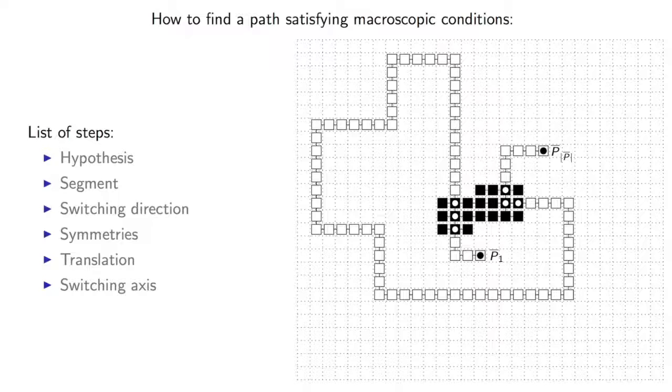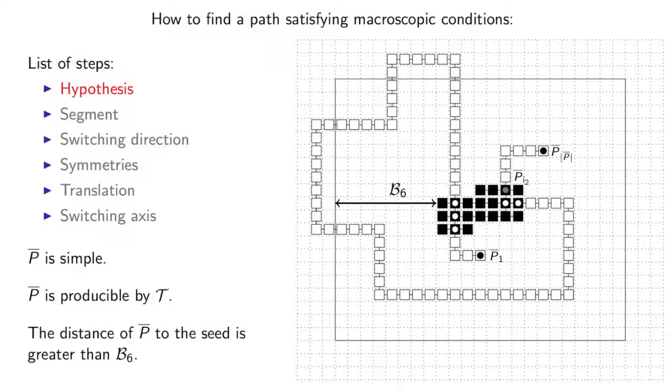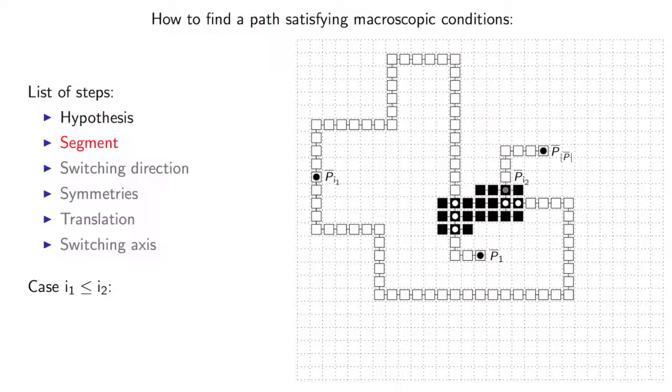First, we recap the hypothesis of the main lemma. The path assembly P is simple. The path assembly P is producible by the tile assembly system. This remark allows us to find a tile of P which belongs to the seed. The index of this tile is I2. The path assembly grows at distance B6 from the seed. This remark allows us to find a tile of P which is at distance B6 from the seed. The index of this tile is I1. Remark that we are here in a case where I1 is less than I2. This is the more complex case.